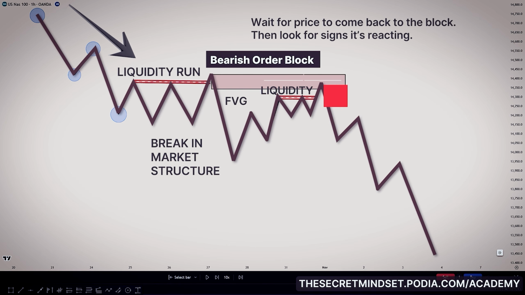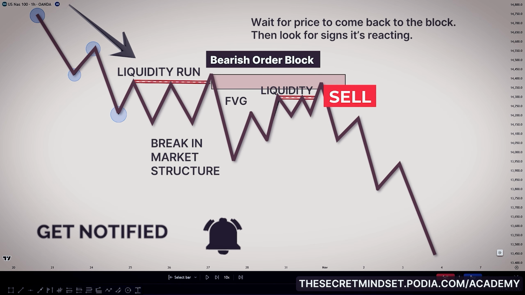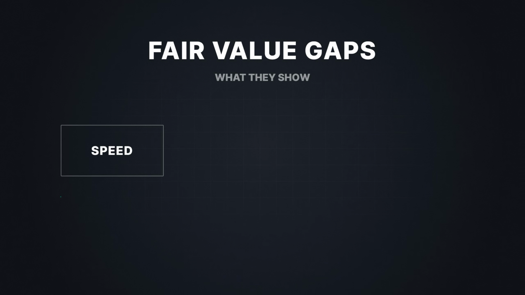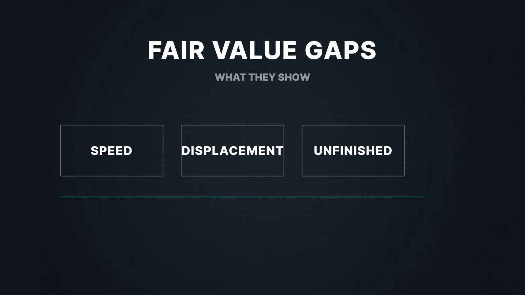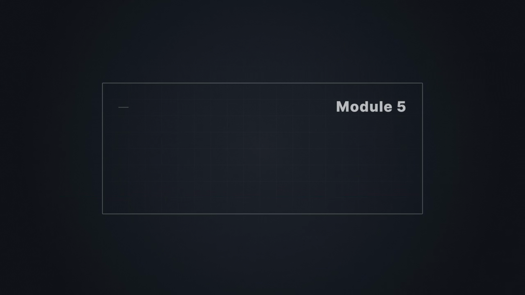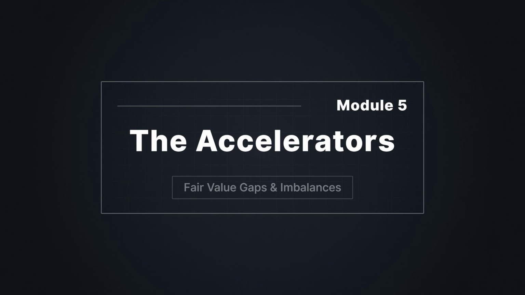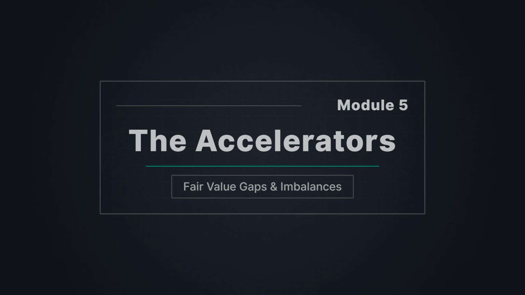Maybe it stalls there, or it might make a small move and reverse. These are clues for potential trades. And please be realistic. Not every order block will lead to a good trade. Order blocks show where price may react, but fair value gaps and imbalances show something different. They show speed, displacement, and unfinished business on the chart.